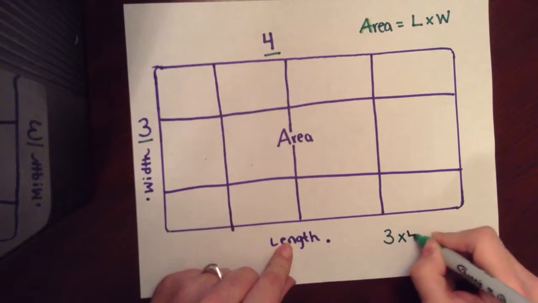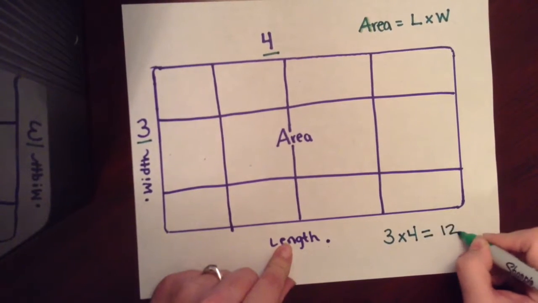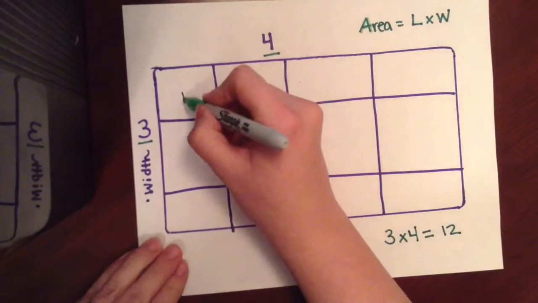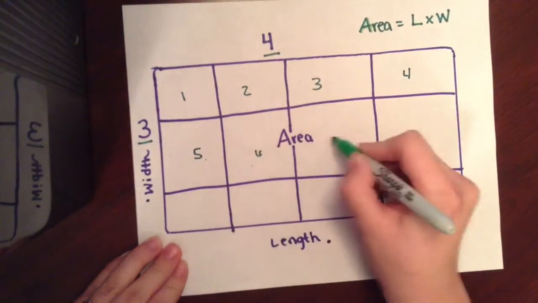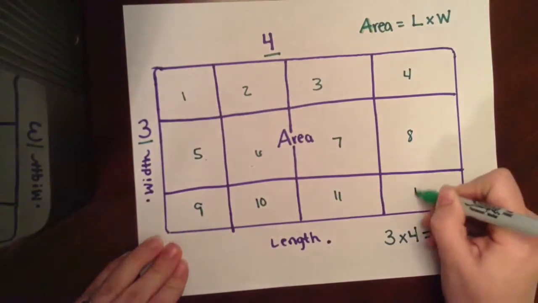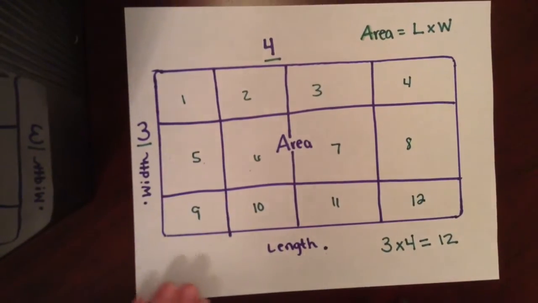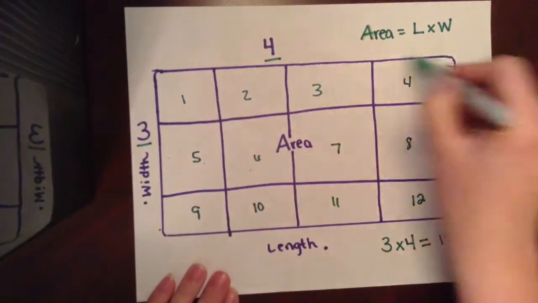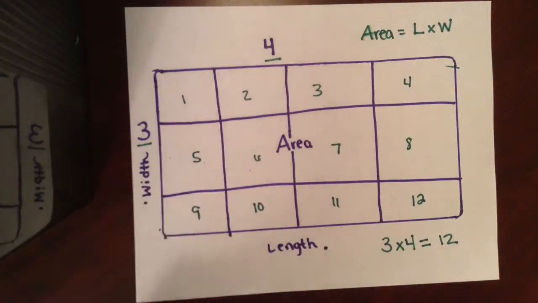So to find this, we would multiply, in this situation, 3 times 4. The students will be able to do quick multiplication to find that it equals 12. 1, 2, 3, 4, 5, 6, 7, 8, 9, 10, 11, and 12. So by demonstrating this to the students, we're able to show that when you multiply length times width, you find the internal area.